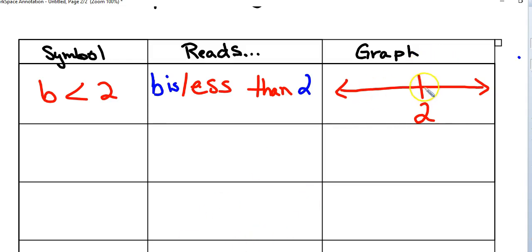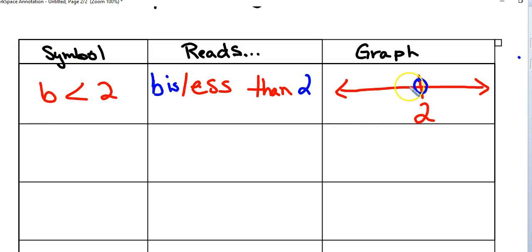The graph, we're going to start at 2. Whatever B is, can it be equal to 2? And the answer is no. So rather than putting a closed circle, we're going to put an open circle, which means, hey, as soon as you hit 2, no go. You can't do it. What other numbers could it be? Let's see. If I put 3 here, is 3 less than 2? And the answer is no. 3 is not less than 2. 3 is more than 2.